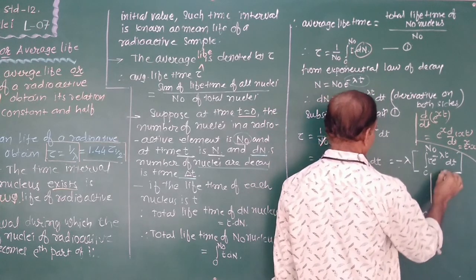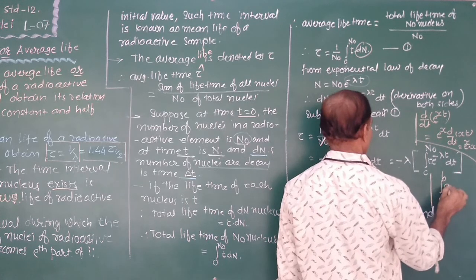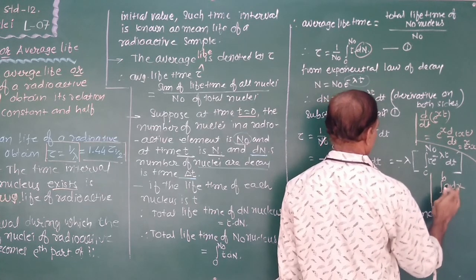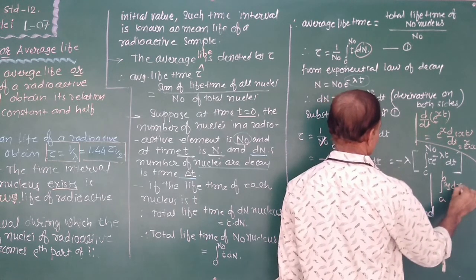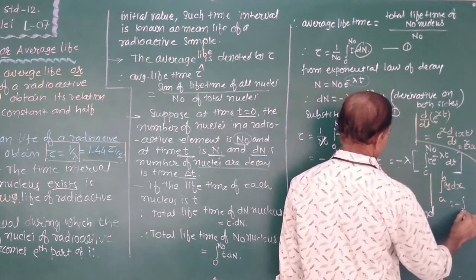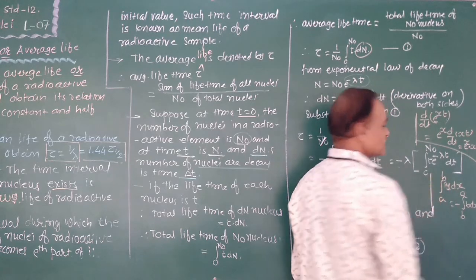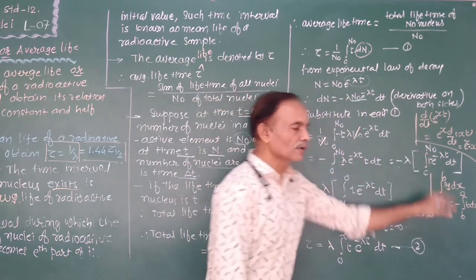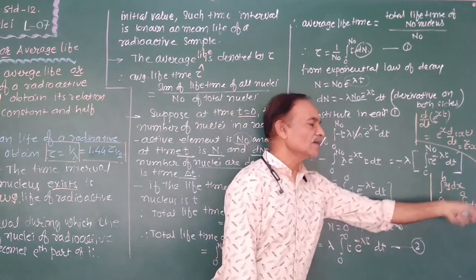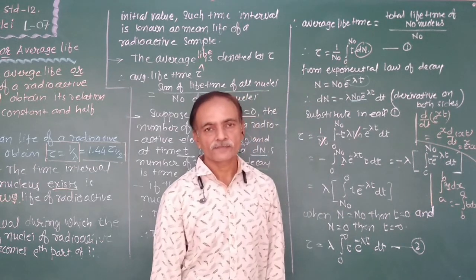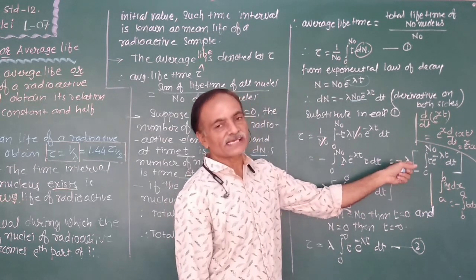If a to b, y dx is equal to minus integration b to a y dx. If we change the upper limit as lower and lower as upper, its value becomes negative. Here the negative sign already exists.